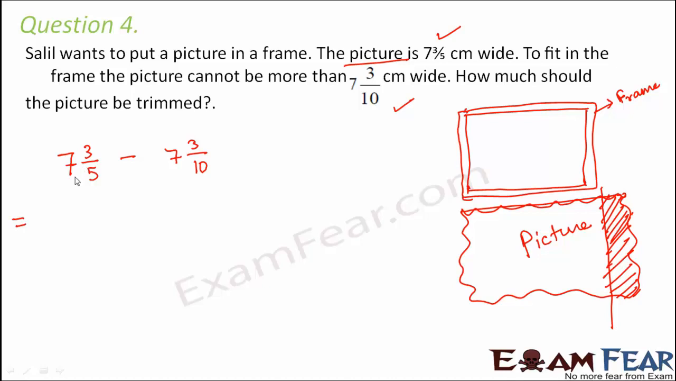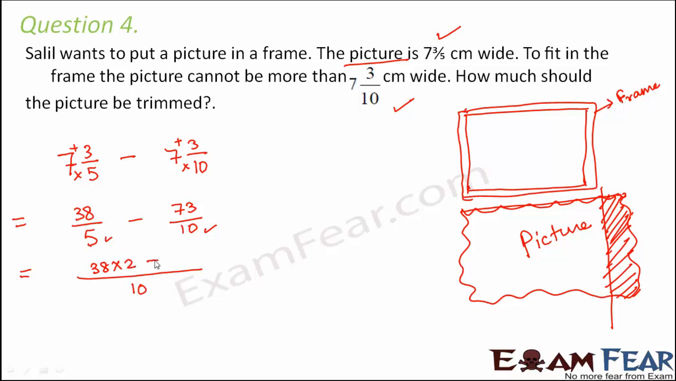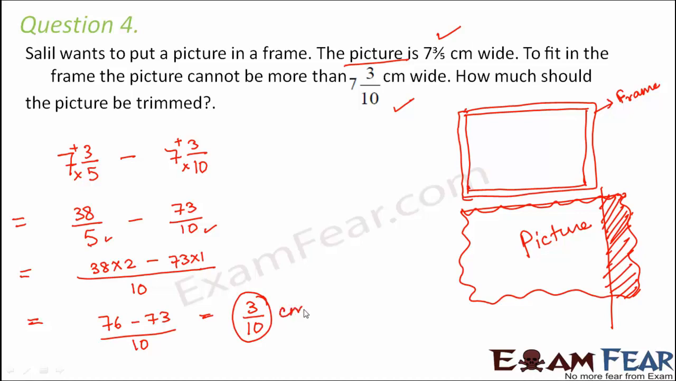So as we know, first of all we will convert the mixed fractions into improper fractions. So 7 into 5, 35 plus 3, that is 38 divided by 5, minus 7 into 10, 70 plus 3, that is 73 divided by 10. In this case again you have different denominators, so we find out the LCM of 5 and 10, which is 10. Now 5 into 2 is equal to 10, therefore 38 into 2 minus 10 into 1 is equal to 10, so 73 into 1. Now this is equal to 76 minus 73 divided by 10, which is equal to 3 by 10. So 3 by 10 centimeters need to be trimmed from the picture.